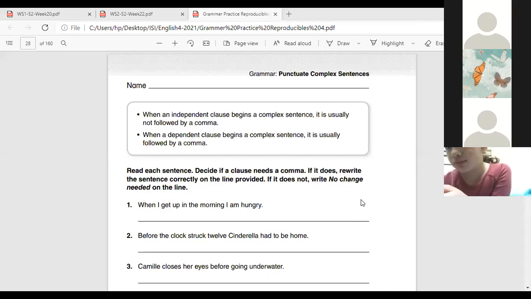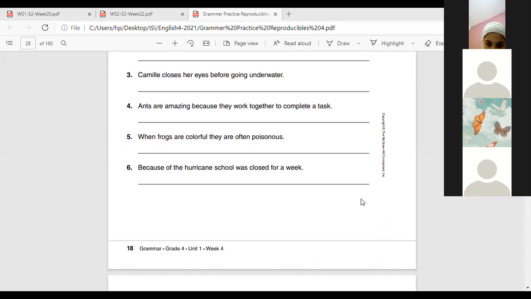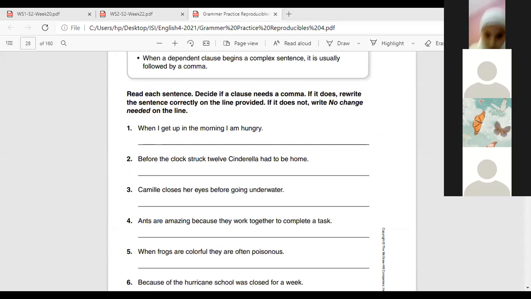Okay, let me share the screen. So this exercise that we're going to work on now is found in your grammar book, page 18, okay? Here we have to work on the punctuation because, as I said, when we start with the dependent clause, then we have to add a comma after the dependent clause before we start with the independent clause. But when we start with the independent clause, then there is no need for the comma. Let me show you how.